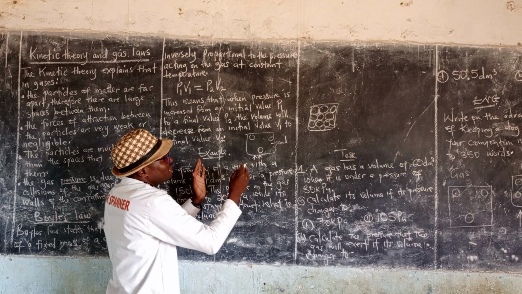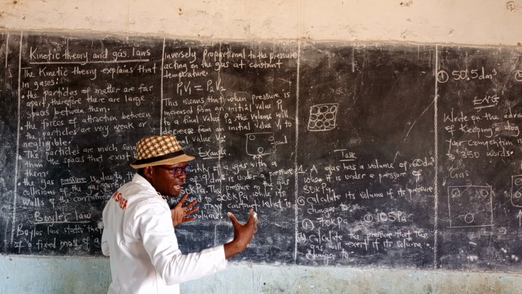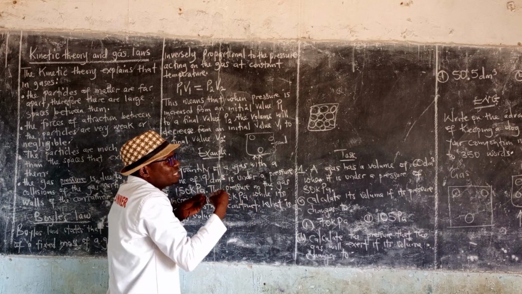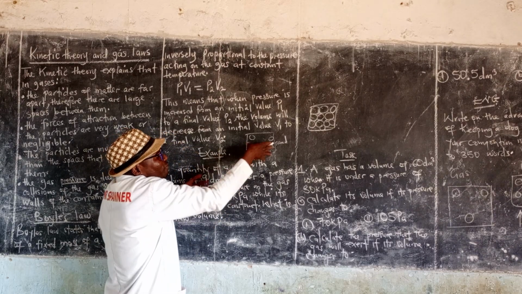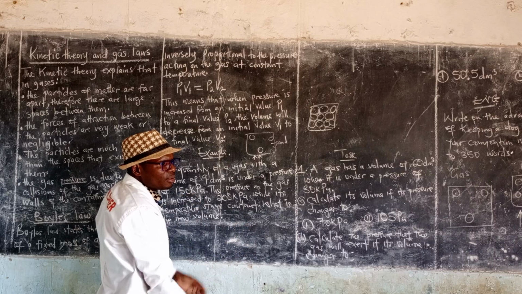What is happening inside? What is happening to the volume? Is the volume becoming smaller or is the volume becoming bigger? As you are burning, what is happening? Why is the bottle bursting? Is it because the volume becomes small or the volume becomes bigger? It becomes bigger. Yeah?